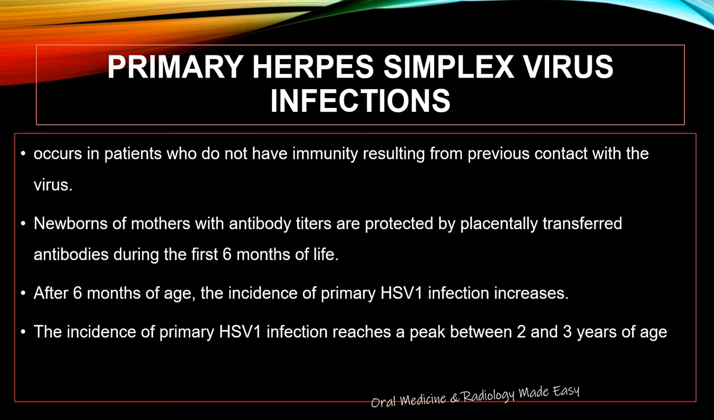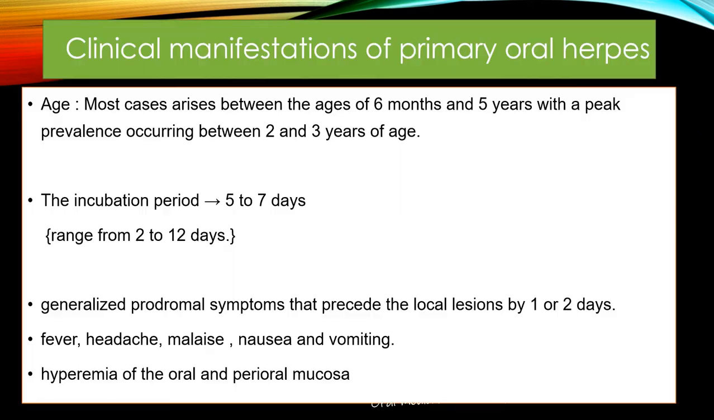Whereas in the case of newborns, if the mother has antibodies against the herpes simplex virus, these get passively transferred to the newborn, and they are protected from infections for the first 6 months of life. After 6 months of age, the incidence of primary HSV1 infection increases, and the incidence reaches a peak between 2 to 3 years of age.